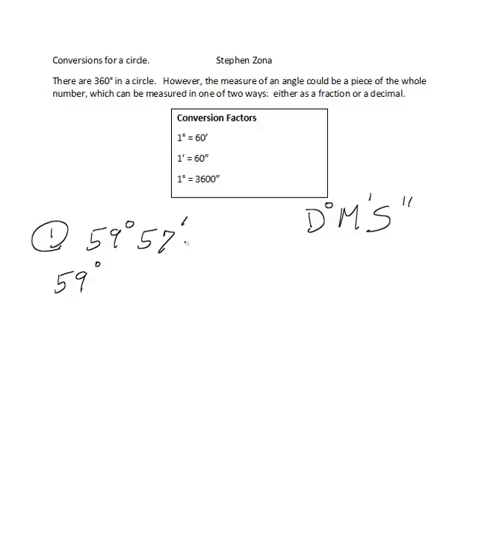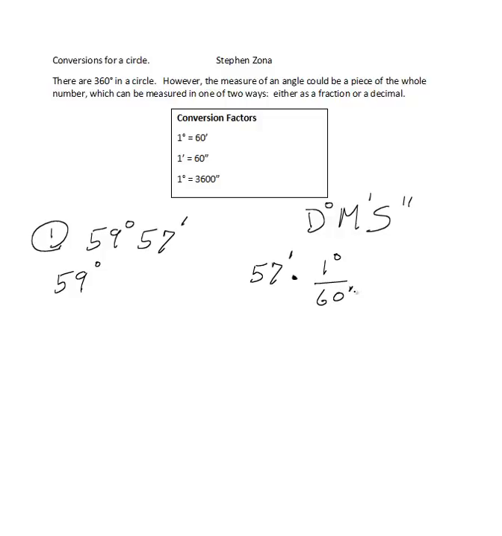I've got 57 minutes. Now remember, 60 minutes equals 1 whole degree. So I know I have less than 1 degree. And what I want to do is convert it to a decimal answer. So go with what you know and what you have. You have 57 minutes, and you're going to multiply that by 1 degree over 60 minutes.